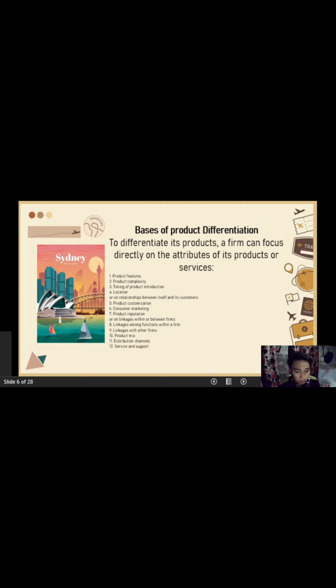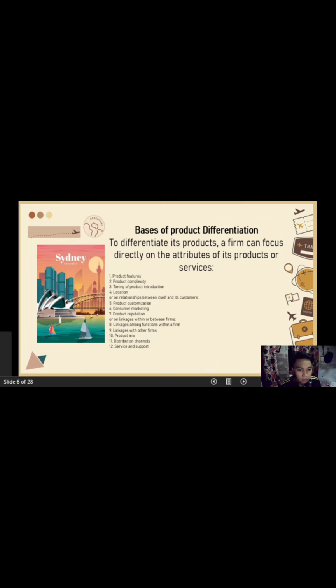Tsaka number 2 is yung product complexity. So sa product complexity can be thought of as a special case of altering a product's features to create product differentiation. So ayun po yun sa product complexity.